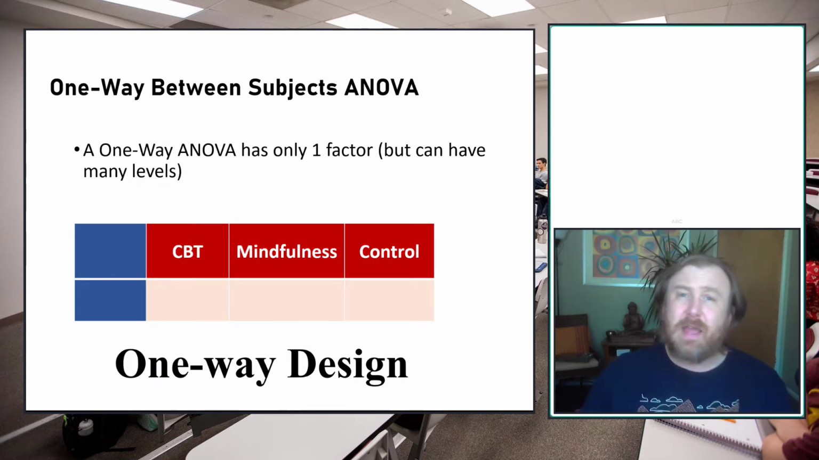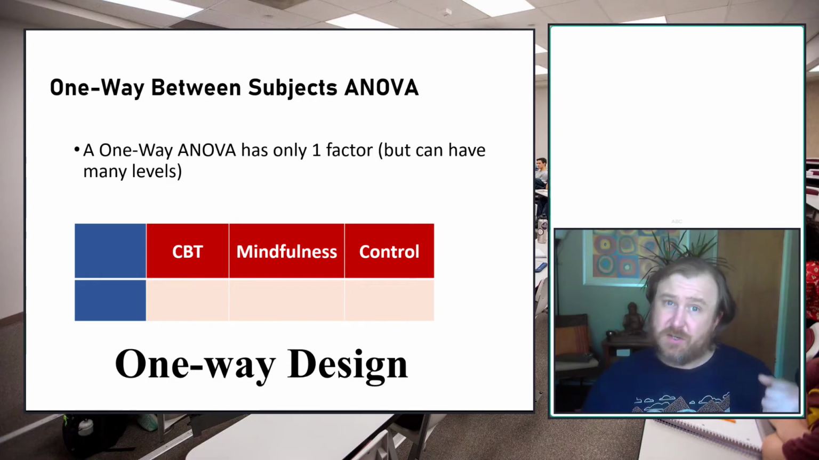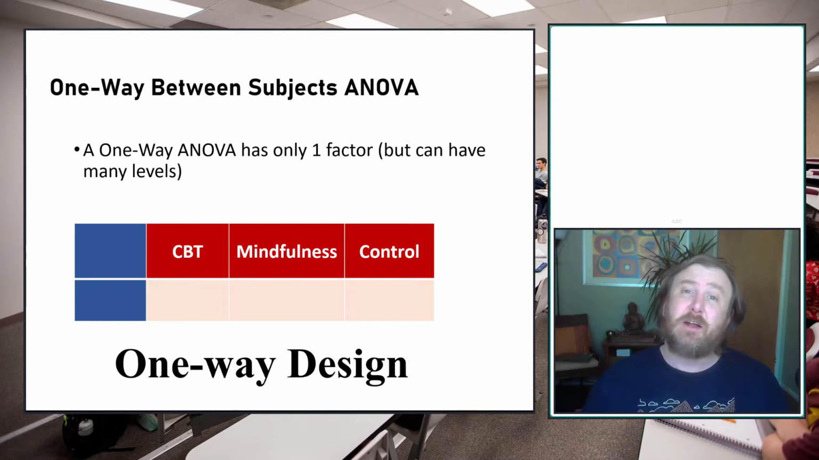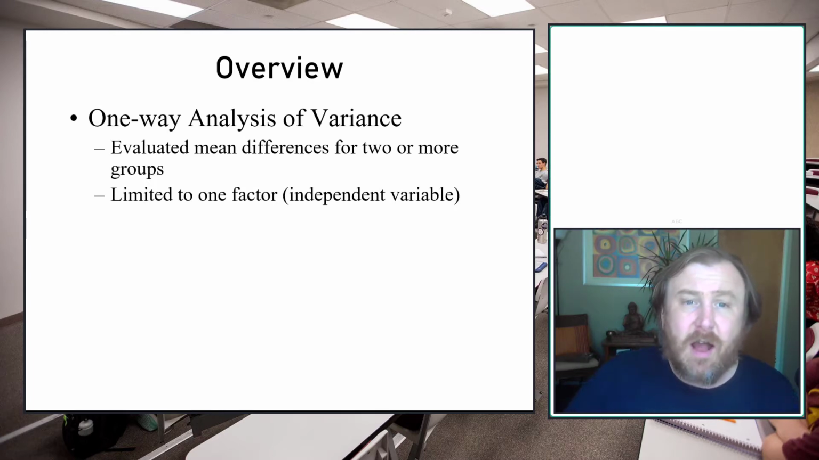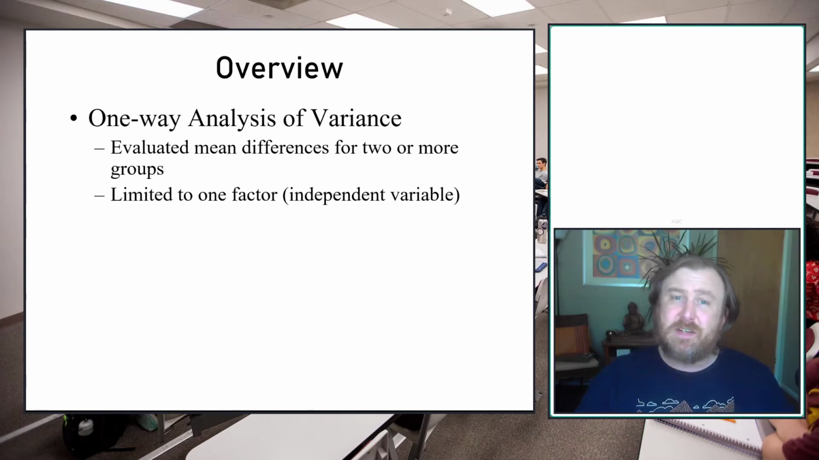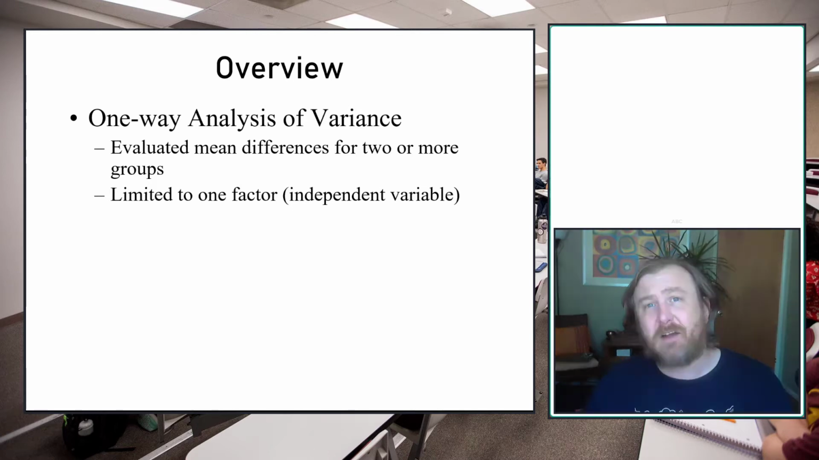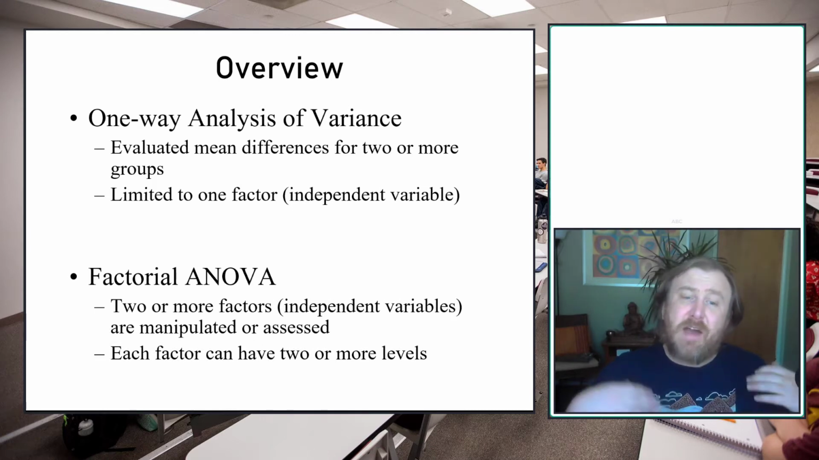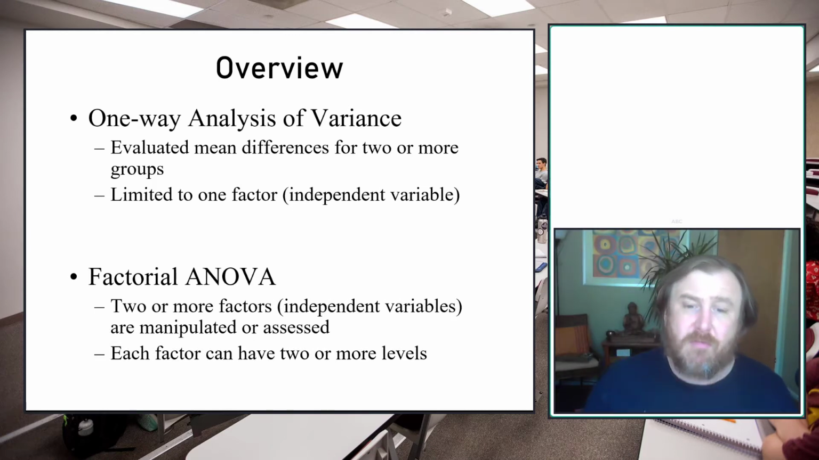So for example, here we have a one-way between subjects ANOVA design. It's one way because there's one factor, right? And it's between subjects because each level of the factor contains unique people. Some people get CBT, some people get mindfulness, some people get control. Now, in a one-way ANOVA, we're evaluating the differences for two or more groups. And the distinction between a one-way analysis of variance and a factorial analysis of variance is that the one-way is limited to only assessing one factor or one independent variable. Factorial ANOVA is whenever we have two or more factors.